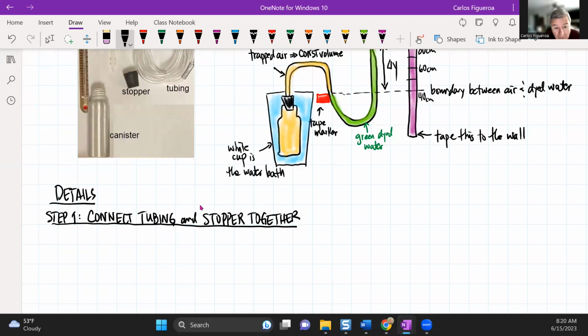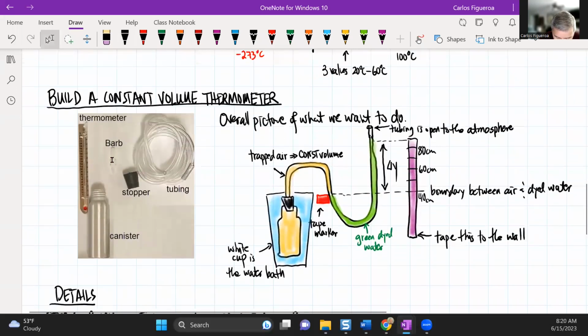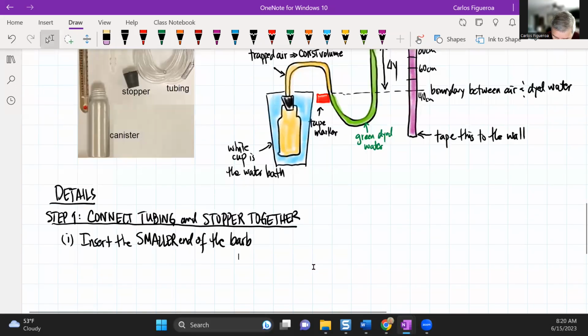So here's what you've got to do. I'm going to see this in two steps. The first step is to insert the smaller end of the barb. What is the barb? Look at the barb, there's the barb right there. Take that smaller end and insert it into the tubing.